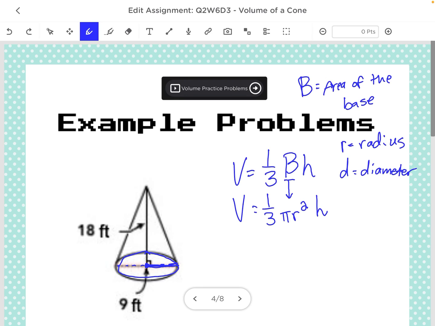So to get the radius here, I've got to take that 9 feet and divide it by 2. So that's going to get me 4.5 for my radius. So I'm going to plug that in for my r. So 4.5. And I'll bring everything else down.